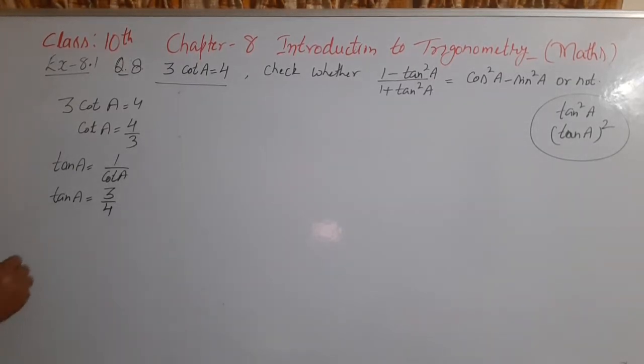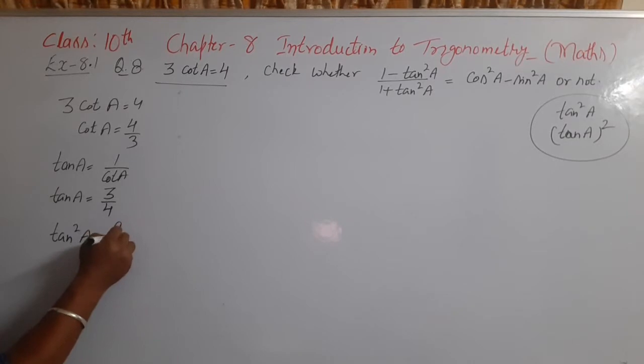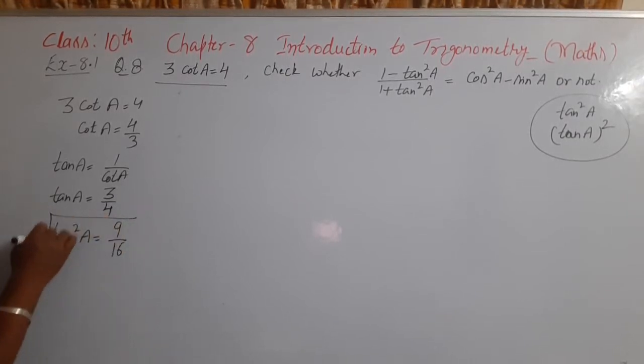And the value of tan square A is equal to 3 upon 4 का square. 3 का square 9, 4 का square 16. And after that we can find the value of 1 minus tan square A and 1 plus tan square A. Before that, let us try to find the values of cos square A and sin square A.